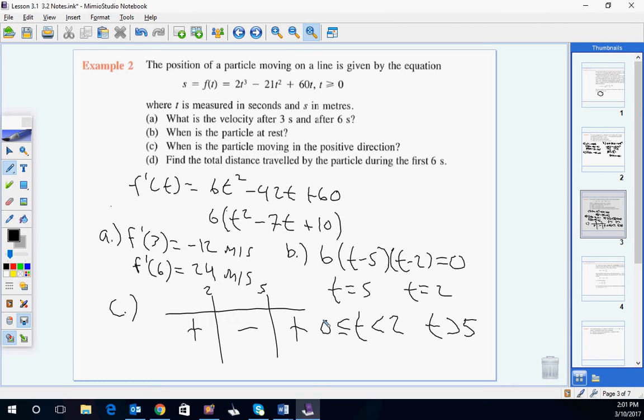Okay. All right, so D, find the total distance traveled by the particle during the first 6 seconds. Let's try to figure out the total distance traveled in the first 6 seconds. How would we do that?